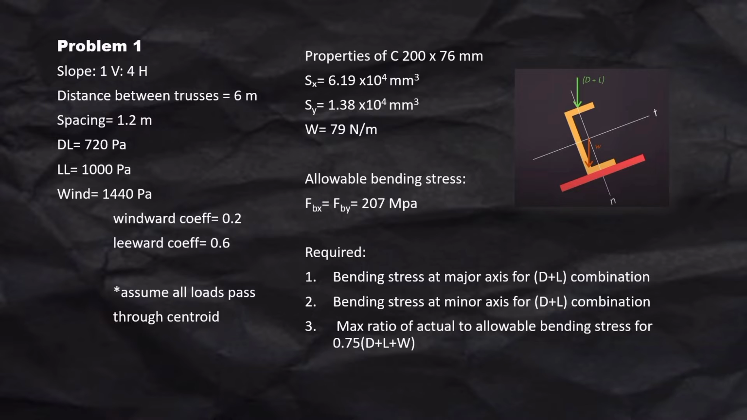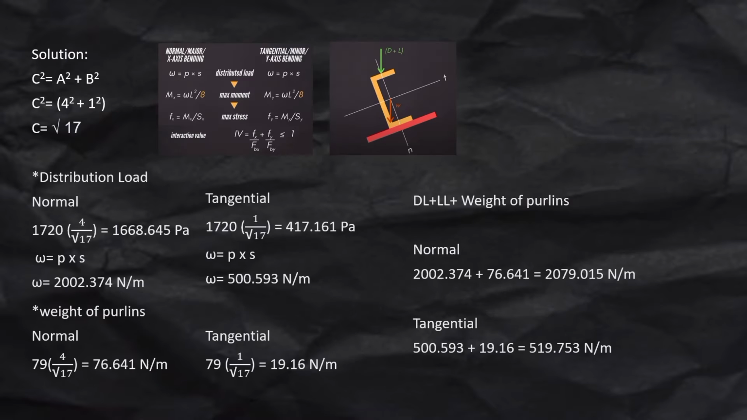Allowable bending stress is given. It is Fbx is equals to Fby is equals to 207 MPa. The required are bending stress of major axis for dead load and live load combination. Bending stress at minor axis for dead load plus live load combination. And number 3 is max ratio of actual to allowable bending stress for 0.75 dead load plus live load plus wind load.